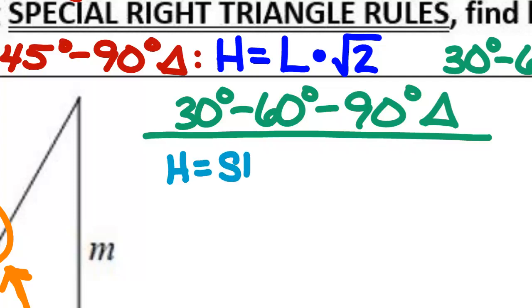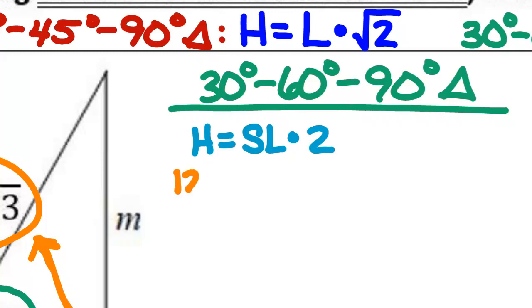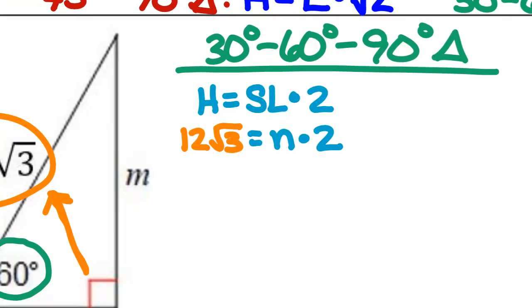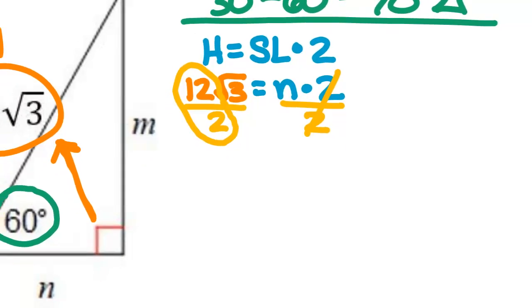Hypotenuse is equal to the short leg times 2. We know that the hypotenuse is 12 square root of 3. And they're calling the short leg n in this picture. So to find that short leg, we're going to divide both sides by 2. That'll cancel it out on the right. On the left, I look at these 2 whole numbers. Does 2 go into 12? Yes. So we divide those. I get 6 square root of 3 for n.